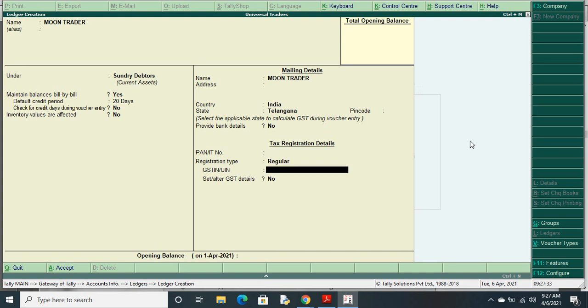Regular, enter. Now here we'll enter one GST number: 36 DNDA F8 788 P1Z5. 36 DNDA F8 788 P1Z5. Okay, we'll go with one more.